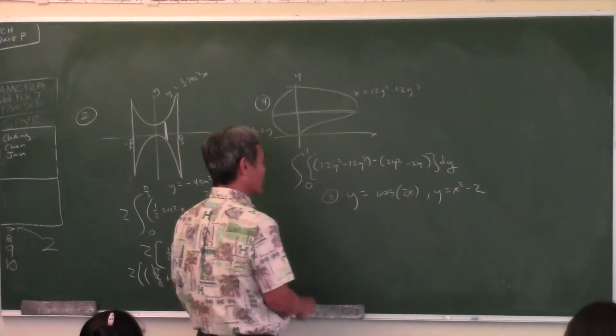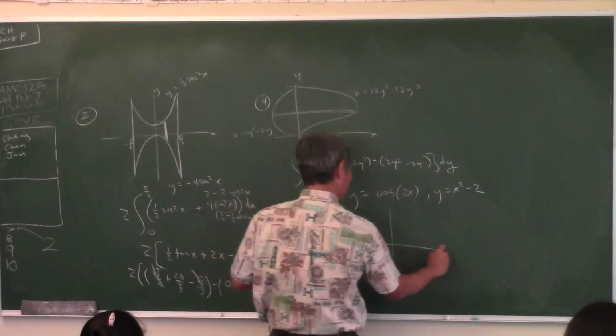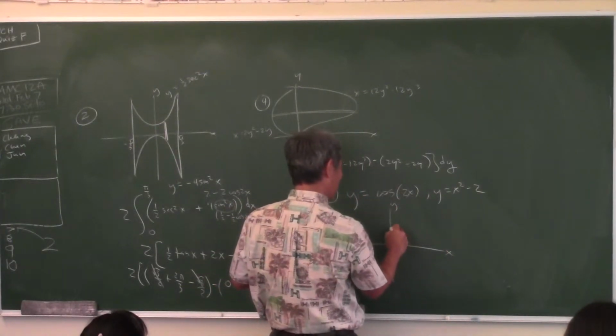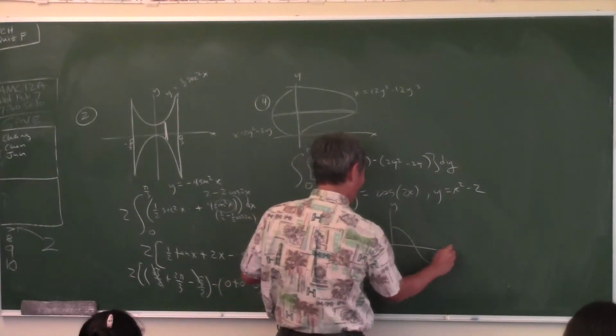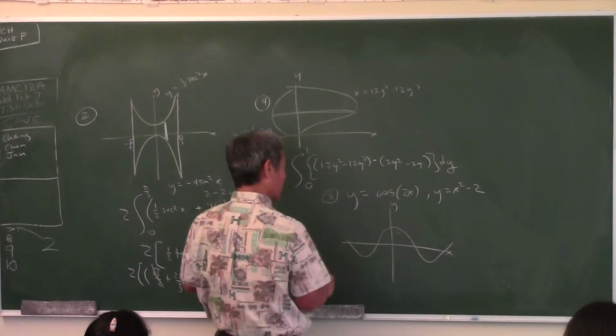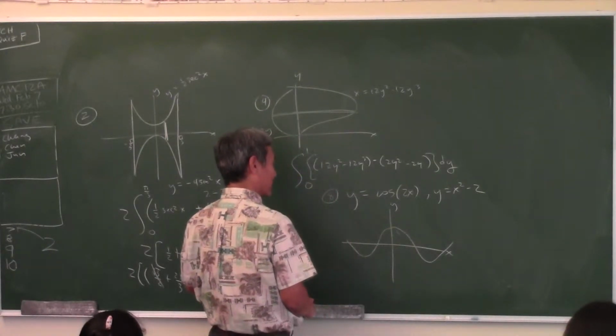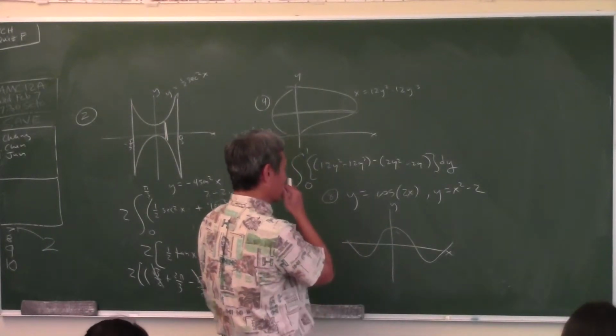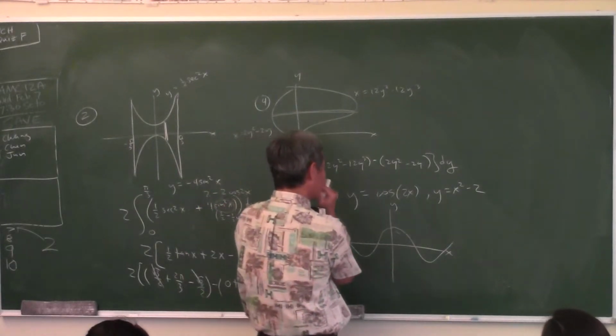So, if you were to graph this on your calculator, you would get cosine looks like this, yeah? And then y equals x minus x squared over 2. Wait, let me just, I'm trying to draw it accurately.